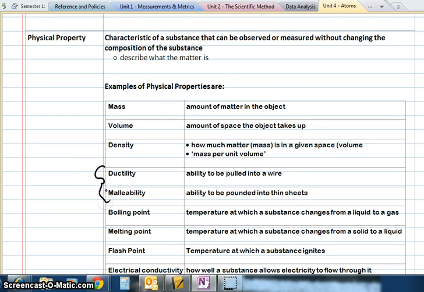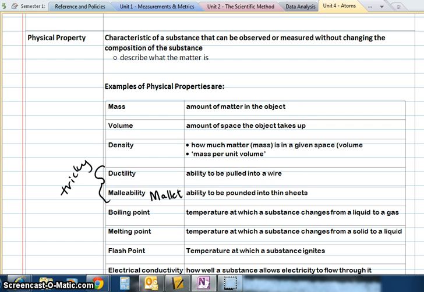Ductility and malleability. These can be tricky because they sound like chemical properties, but they're not. Basically, ductility, the fancy word is ductile, means that you can take the substance and pull it into a wire, and this applies to a lot of metals. And malleability is the ability to be pounded into thin sheets. We always call it mallet ability. A mallet is a big old hammer with the big round barrel looking end. And this describes aluminum, and that's how we get aluminum foil. Everything else is pretty straightforward in terms of what physical properties are.